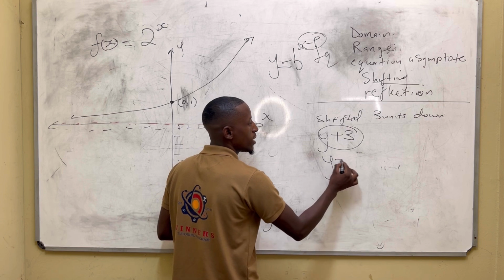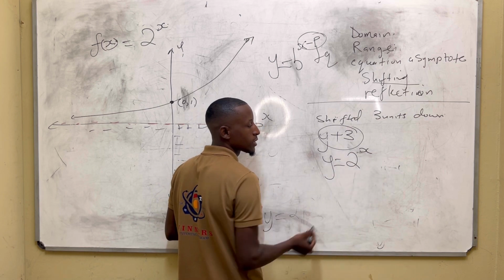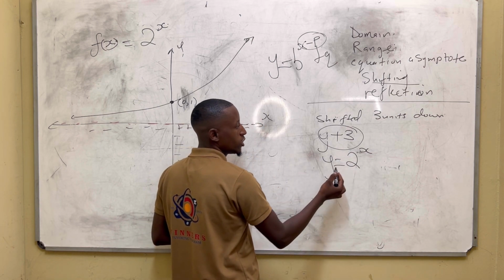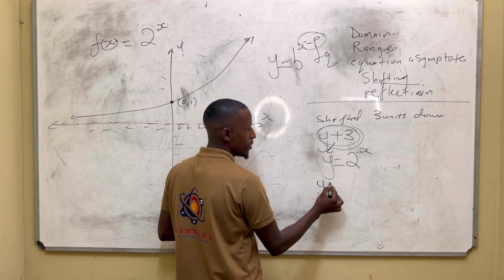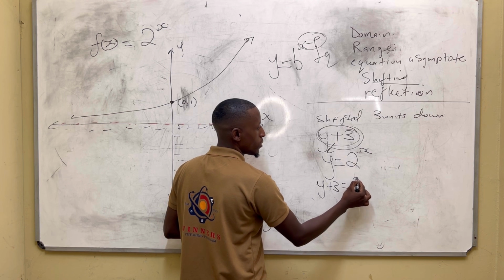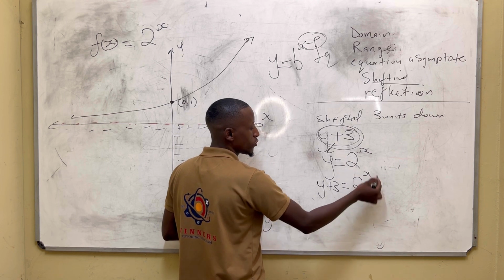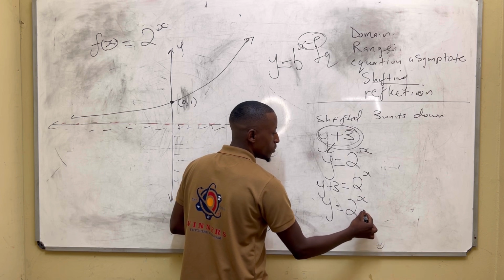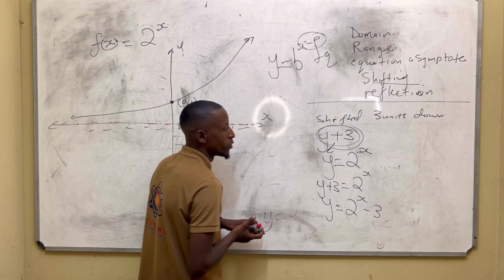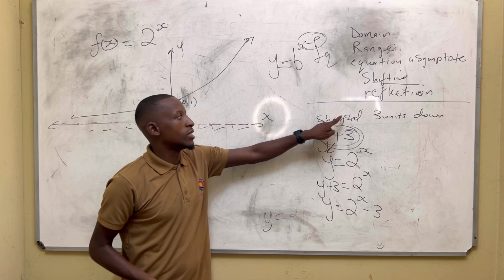Our equation was this one, 2 exponent x. Now it's going to change. Substitute wherever there is y. So it's going to be y plus 3 equals 2 exponent x. If you transpose, it's now going to be 2 exponent x minus 3.